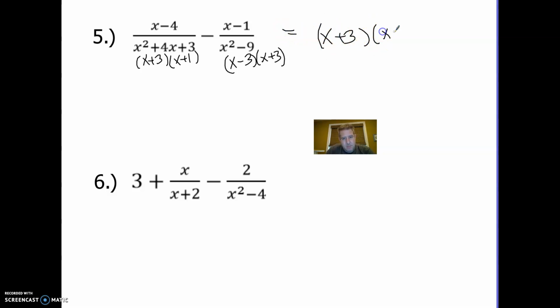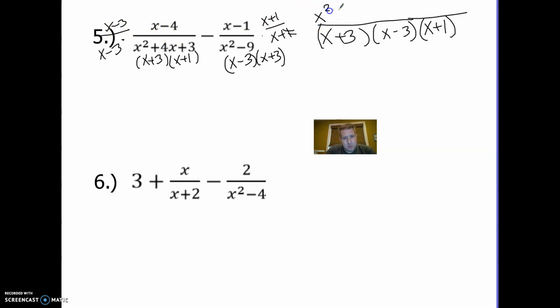x plus 3 times x minus 3 is our common denominator, times x plus 1. x plus 1 is also there. Okay, so over here it needs to be multiplied by x minus 3. It's the only thing that's missing. And over here, it's got to also multiply by x plus 1. All right, so then the denominators become the same. Okay, so what are we left with? We're left with x minus 3 times x plus 4.